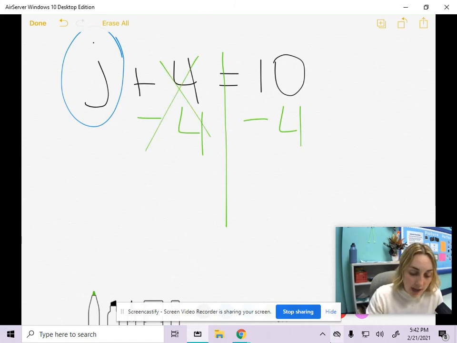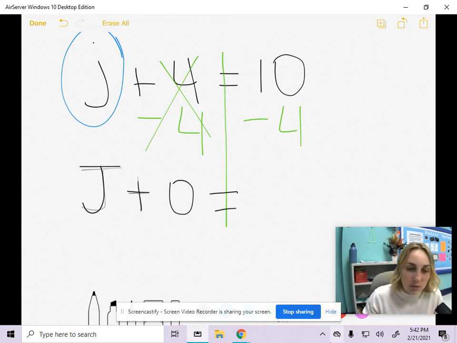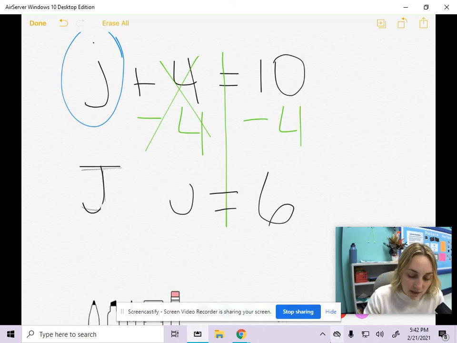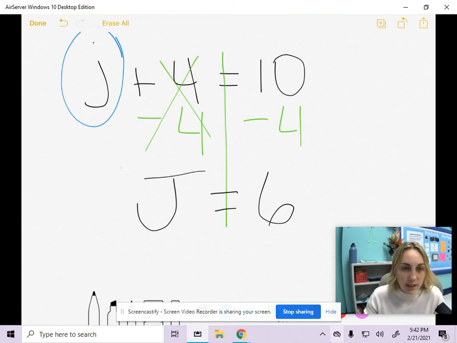So what I have left over is j plus 0, and that's equal to whatever 10 minus 4 is, and that is going to be 6. Again, you don't have to have plus 0 on anything. It doesn't add or take away anything. So I'm going to get rid of this plus 0, and what we have left over is j equals 6, okay?